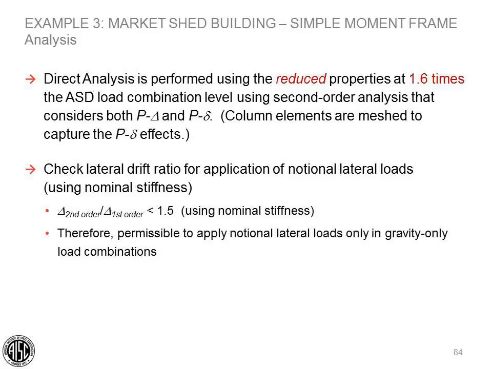Direct analysis is performed using the reduced properties at 1.6 times the ASD load combination level, using second order analysis that considers both the P big delta and P little delta effects. Column elements are meshed to capture the P little delta effects. Now we check the lateral drift ratio for the application of notional lateral loads, this time using the unreduced nominal stiffness. The second order over first order drift ratio is less than 1.5. Therefore, it's permissible to apply the notional lateral loads only in the gravity-only combinations, so our previous load combinations without adding the notional loads to the wind loads are okay.